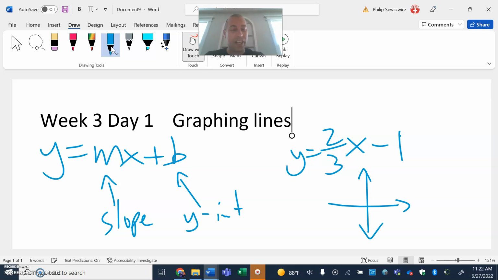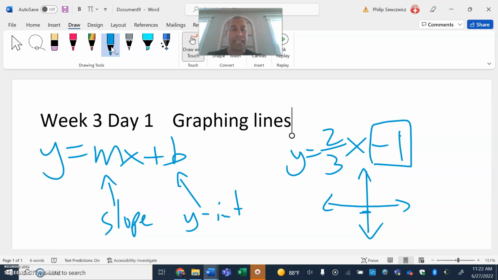Again, when we sketch here, we're just going to put a little XY axis down. So let's see here. Your y-intercept is where you want to start at first. So we're going to start at this -1, which means that we're going to go down to -1 on our y-axis. And that's going to be our first location that we're after.